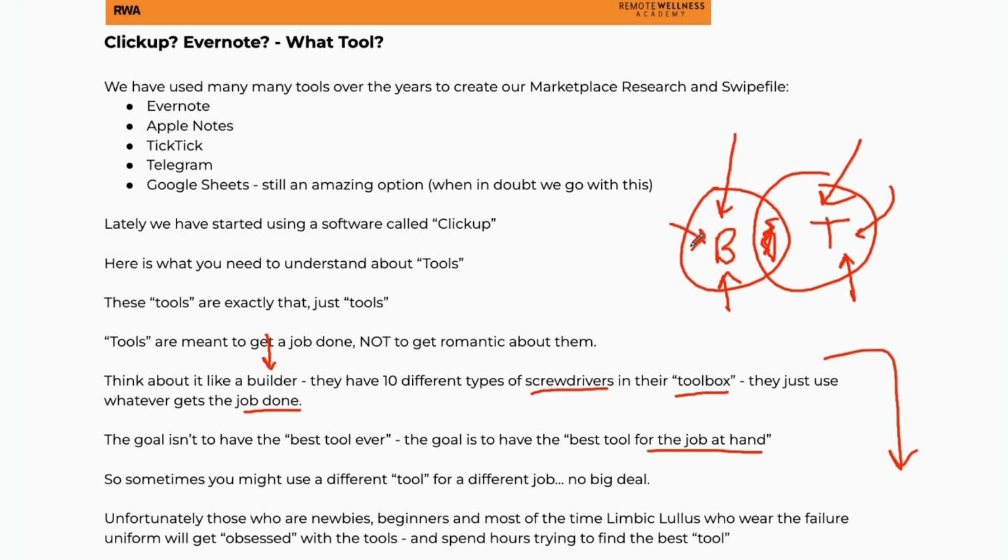But the thing is, that tool may not be the best at hand for the job, because you've got to be able to save images, you've got to be able to save links. What are you going to do, type out an entire link by hand? It's not going to work, right? How are you going to click it? How are you going to hyperlink it? And so that's why we've got to find a proper blend. Sometimes you might use a different tool for a different job. No big deal. You just got to find what that ideal fit is.